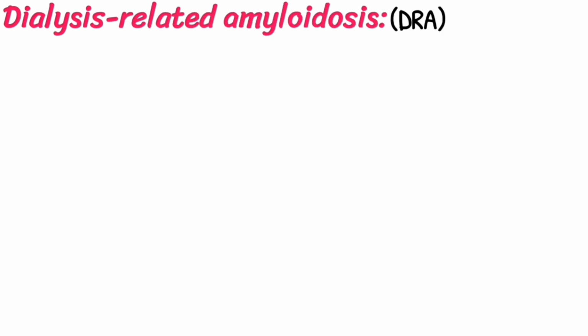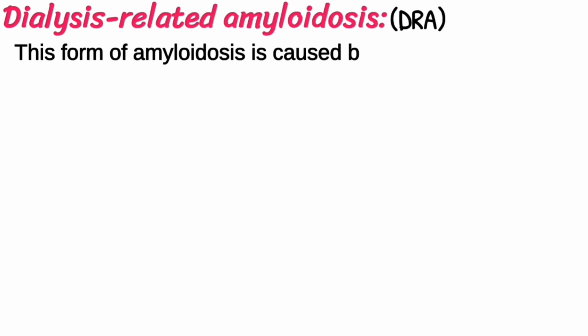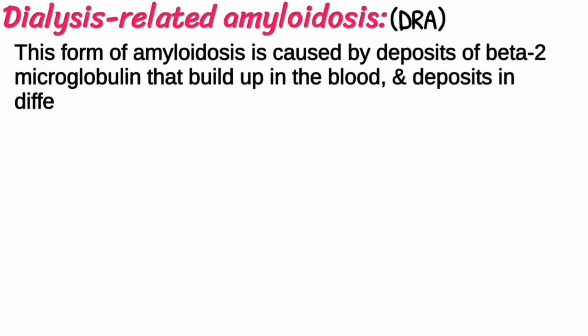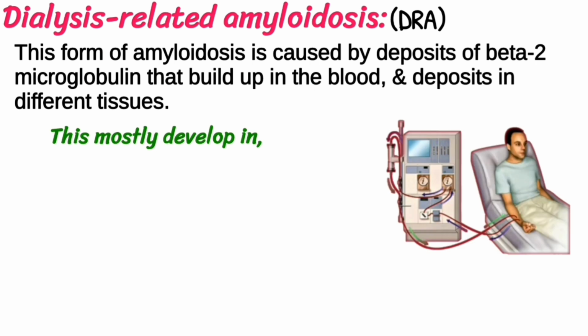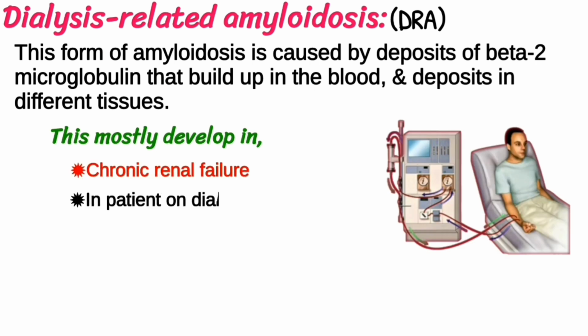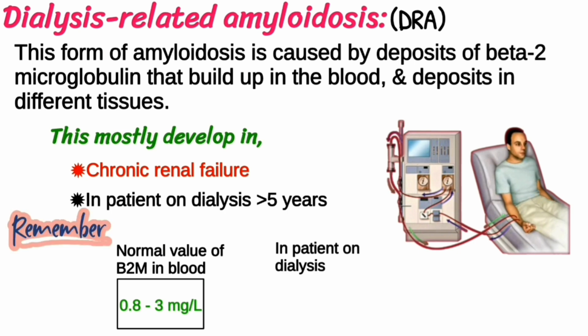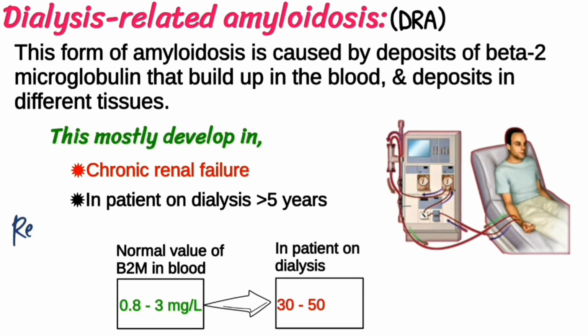Dialysis-related amyloidosis. This form of amyloidosis is caused by deposits of beta-2 microglobulin that build up in the blood and deposit in different tissues. This mostly develops in chronic renal failure in patients on dialysis for more than 5 years. Remember students, the normal value of B2M in blood is 0.8 to 3. In patients on dialysis, the B2M value is 30 to 50.